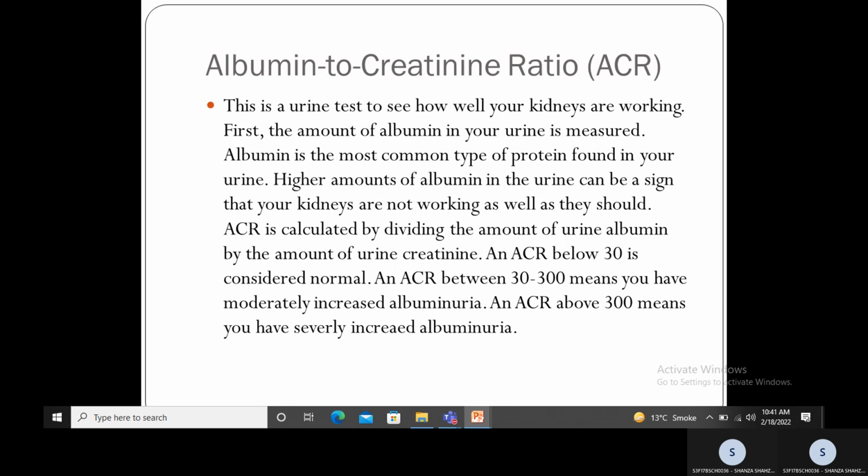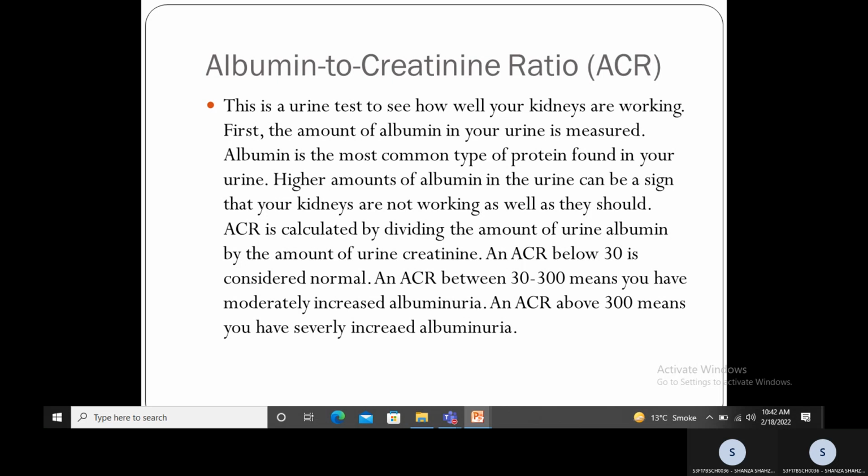Albumin-to-creatinine ratio (ACR). This is a urine test to see how well your kidneys are working. First, the amount of albumin in your urine is measured. Albumin is the most common type of protein found in your urine. A higher amount of albumin in the urine can be a sign that your kidneys are not working as well as they should. ACR is calculated by dividing the amount of urine albumin by the amount of urine creatinine.